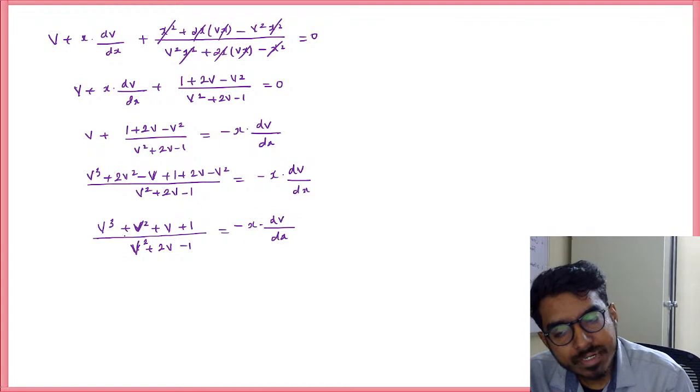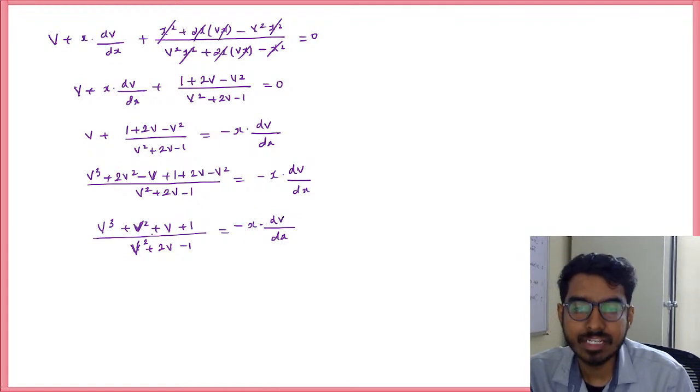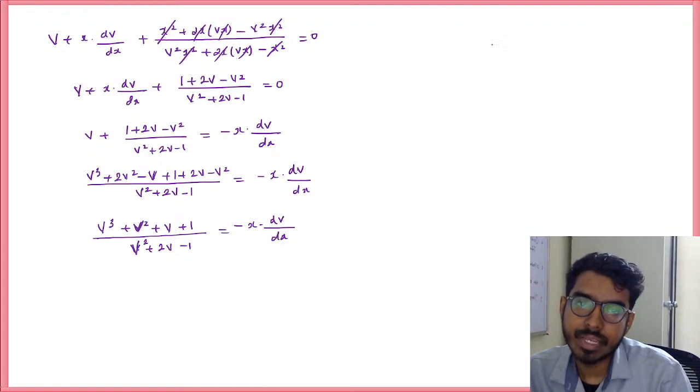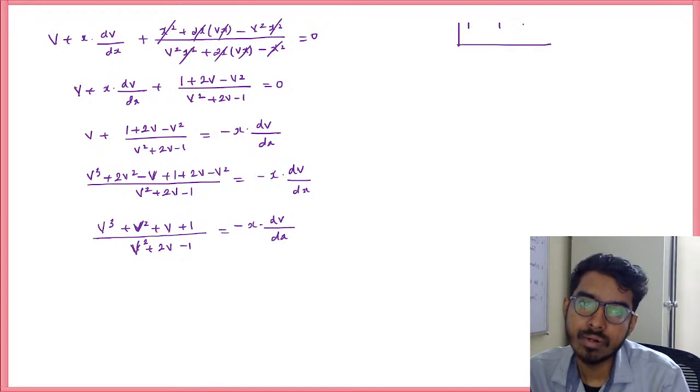Now let us try to factorize this, right? So you can see minus 1 is a root. So minus 1 is a root, right? If I put minus 1, we get 0.